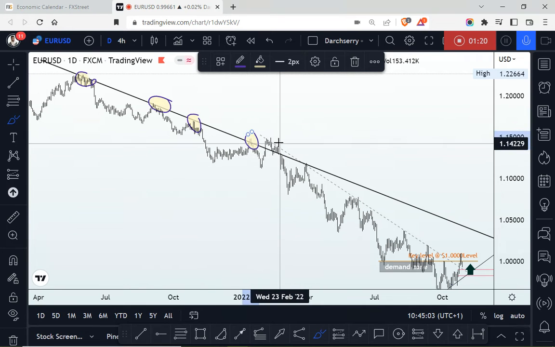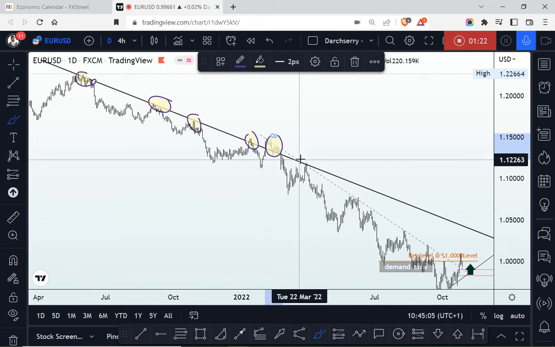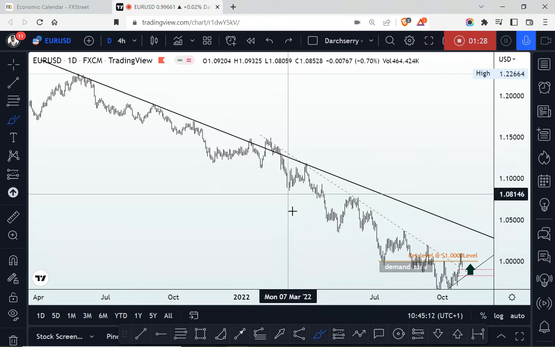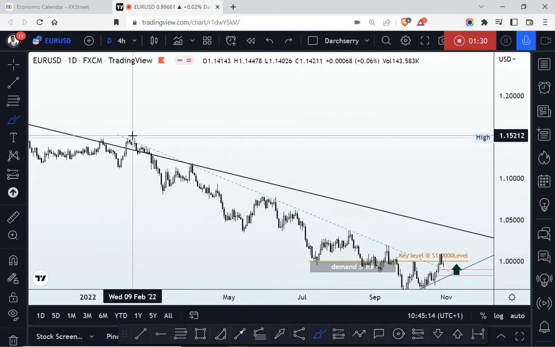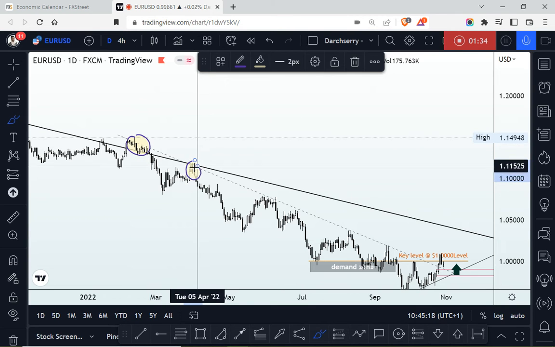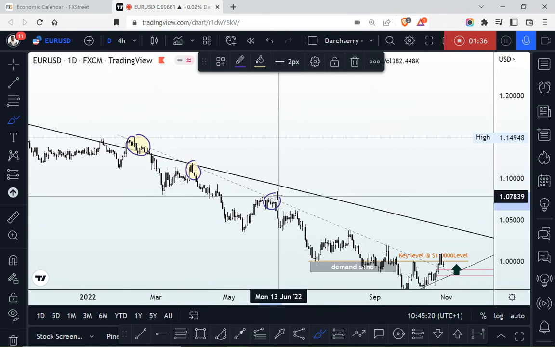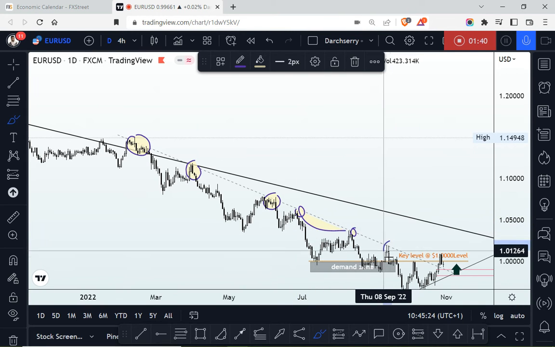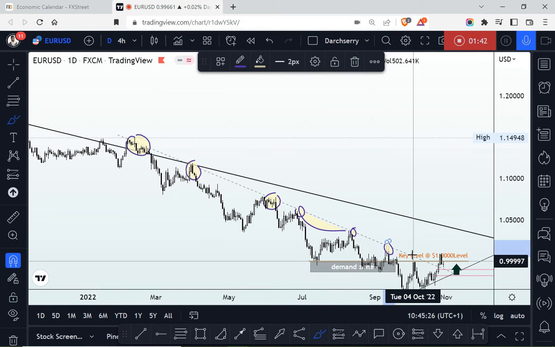So I have two trend lines anyways. I have the major one, which is the dark thick line on your screen. And then there is the temporary trend line, which I have highlighted with the dotted line, as you can see on your screen right now, since the month of March. I was also able to identify this after connecting the series of lower highs.